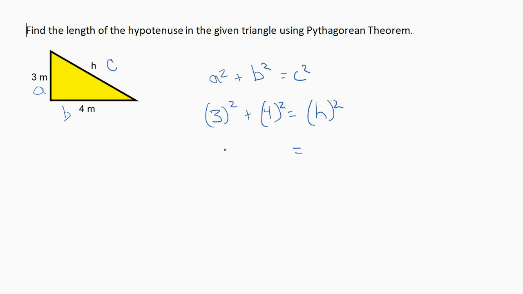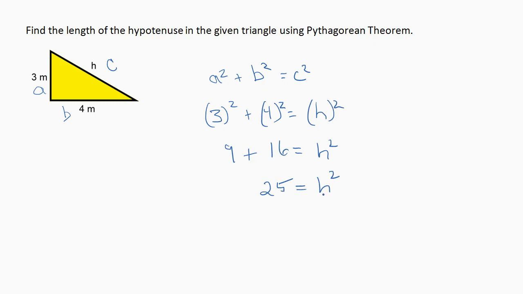Now 3 squared is 3 times 3, that's 9, plus 4 squared, 4 times 4 is 16, equals h squared. H times h is h squared. We can't really simplify that much more yet. Now 9 plus 16 is 25, and that is equal to h squared.